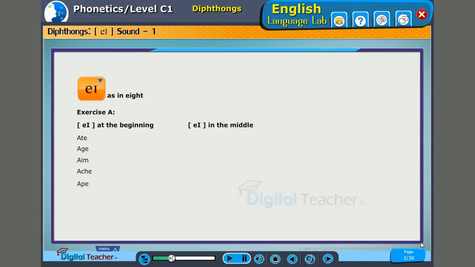A in the middle of the word, as in same, rain, late, lake, date. A at the end of the word, as in wait, say, obey, may, today. So diphthongs not only add clarity to the sound, but they also add style. Let us go through a few more words and practice.